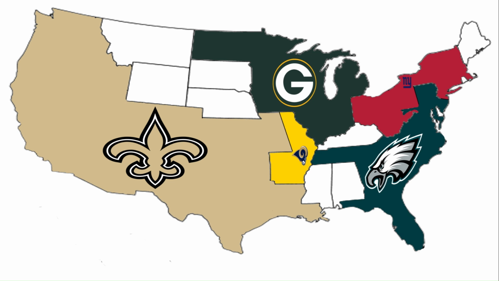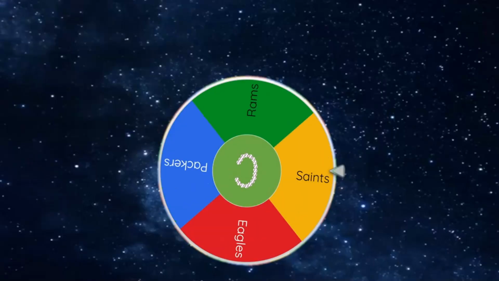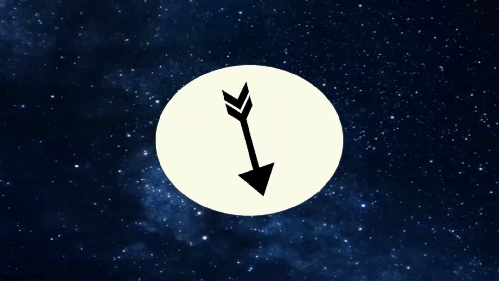The Eagles score the last 14. They take over the Giants' territory. We now have 4 teams remaining, exactly 1 from each of the 4 divisions in the NFC. From our final 4, the wheel will choose the Packers, and we're going to get a photo finish here.